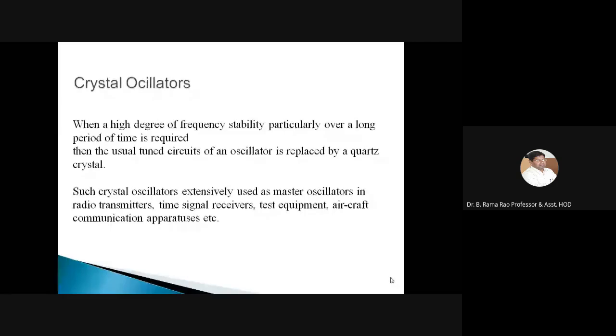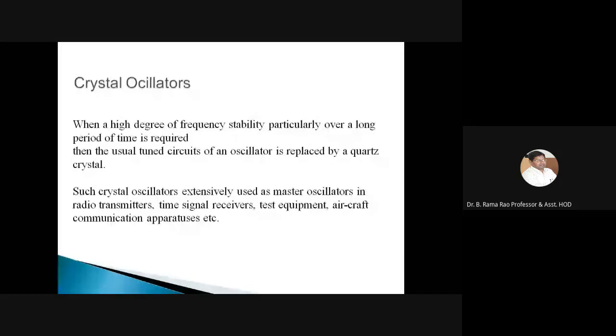So what is a crystal oscillator? What is the necessity to go with the crystal oscillator? And how will this crystal oscillator work? These are the things which we are going to learn under this unit, particularly under this topic. What is the necessity of the crystal oscillator?